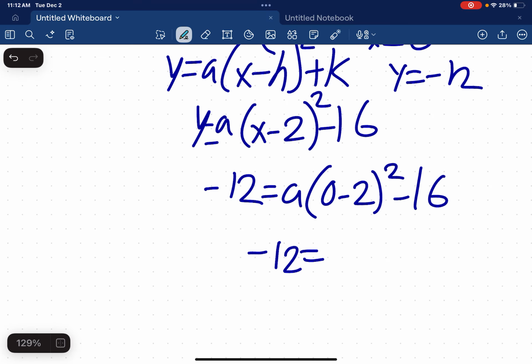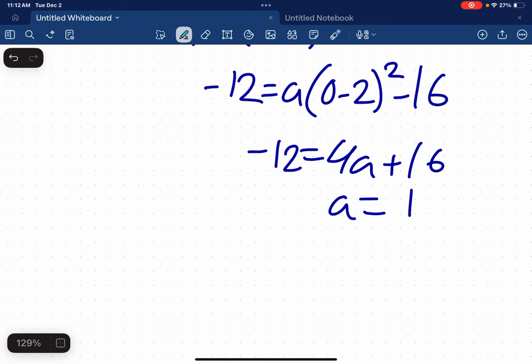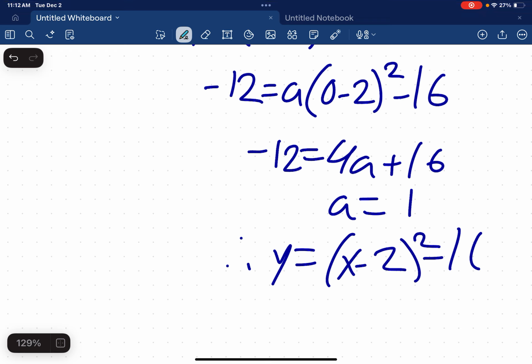Negative 12 is equal to 4a minus 16. Doing simplification, we got that a is equal to 1. That means our equation is going to be y is equal to 1, which you don't have to write, times (x minus 2) squared minus 16.